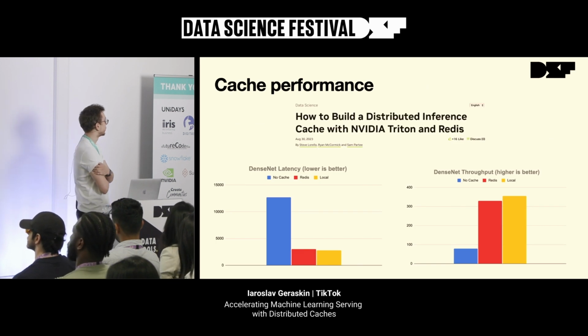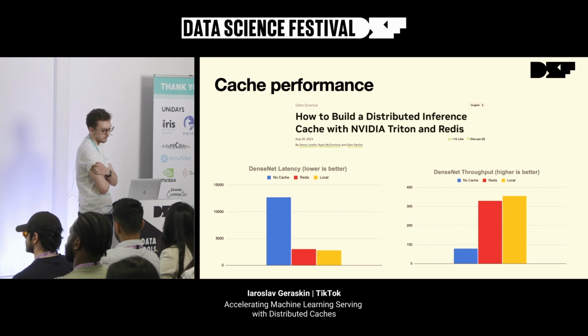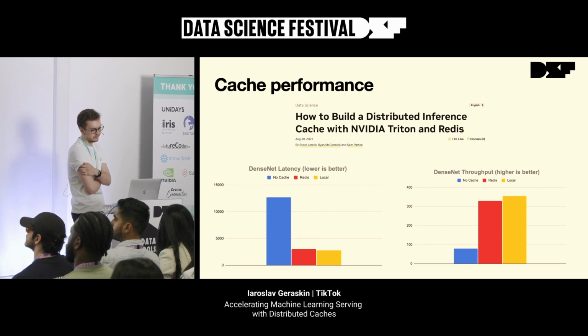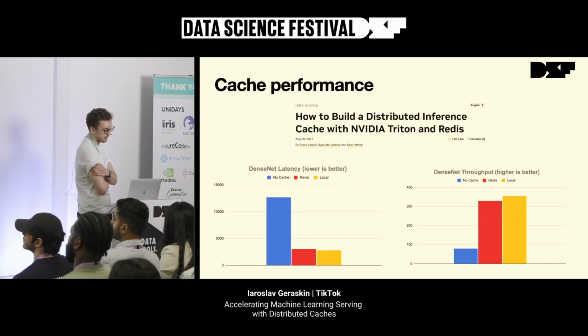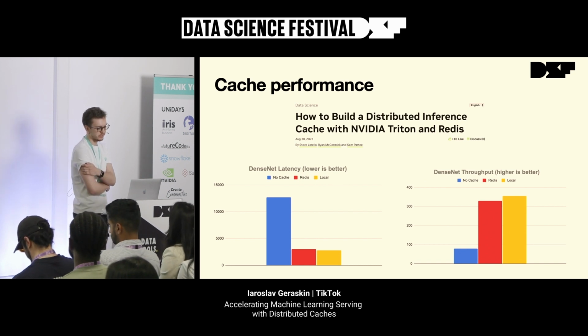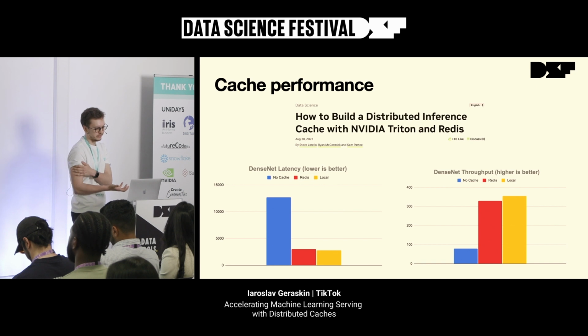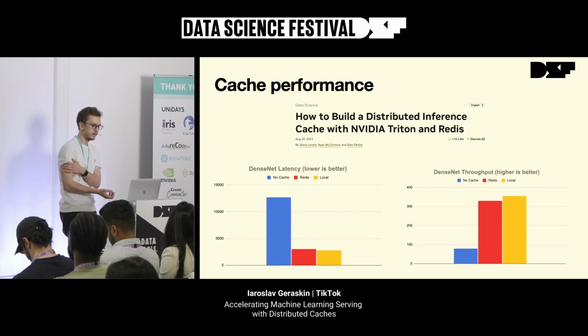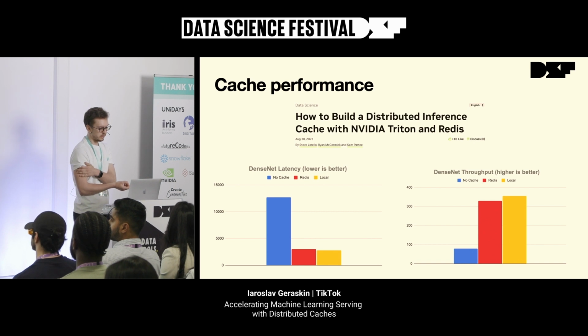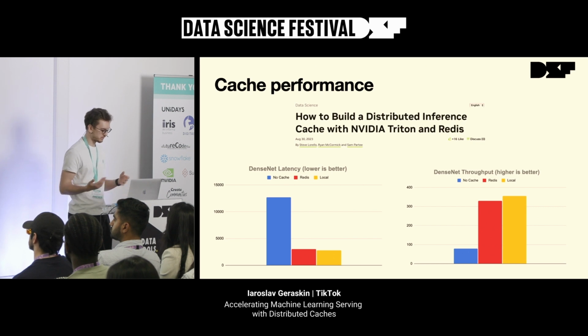This is an example of local with distributed cache performance from how to build a distributed inference cache with NVIDIA Triton and Redis. So that's a paper based on the same idea to use caches for caching some machine learning features for the models and caching the results. And you can see that there is not a lot of difference between local and distributed cache, whereas there is a lot of difference between no cache and some cache.